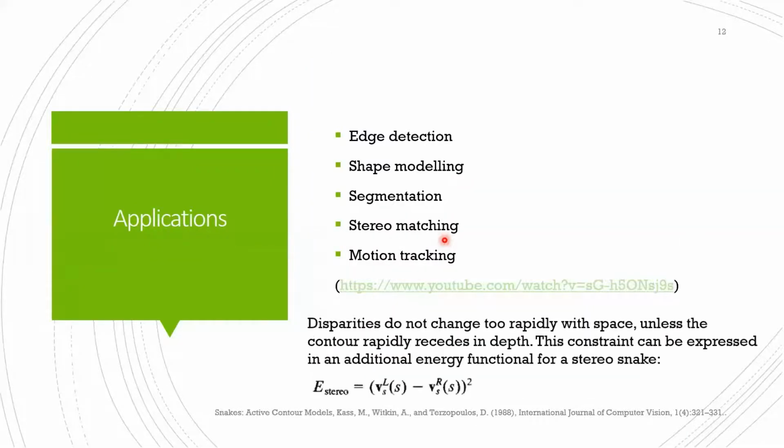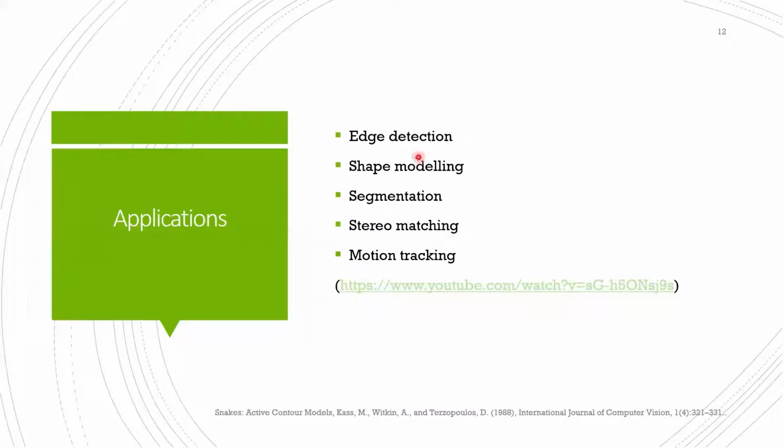Okay, now I'll come to applications. First is edge detection. I have already shown how it detects edges. Then shape modeling: in case we want to analyze the shape of a model, then as the snake snaps around the object, we can do shape modeling. Segmentation also we have shown. These are very useful for medical purposes. And then stereo matching.